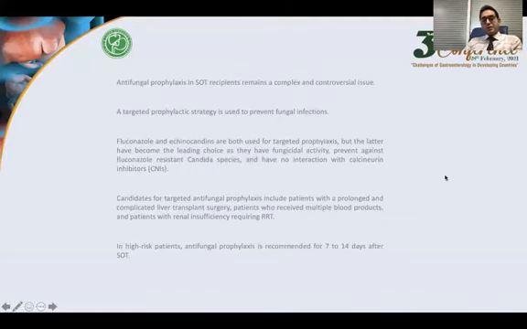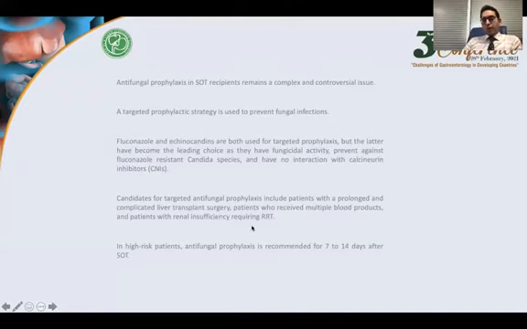Antifungal prophylaxis in solid organ transplant recipients remains a complex and controversial issue. A targeted prophylactic strategy is used to prevent fungal infections. Fluconazole and echinocandins are both used for targeted prophylaxis, but the latter have become the leading choice as they have fungicidal activity and protect against fluconazole resistance in Candida species.